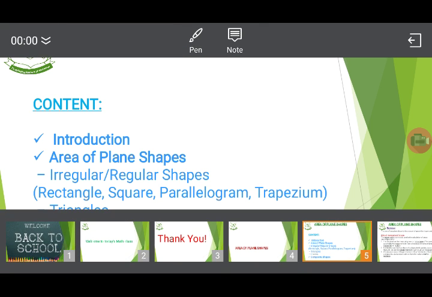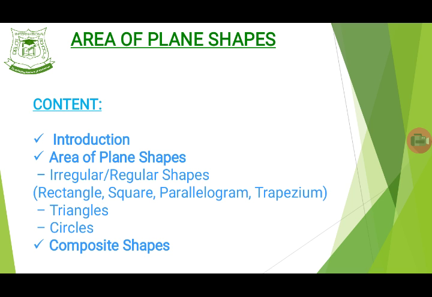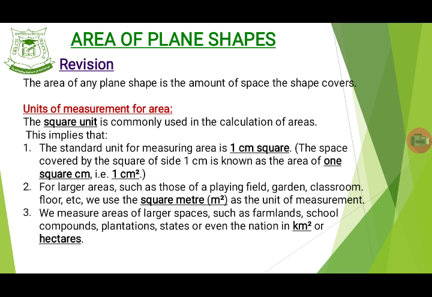So let me just quickly do a revision of what we've done so far. Remember I said the area of a plane shape is the amount of space that a shape covers, right? The area of any plane shape is the space that plane shape covers. Okay, so that's what the area of the plane shape means. And I also told you at the beginning that the unit of measurement of area is square units.